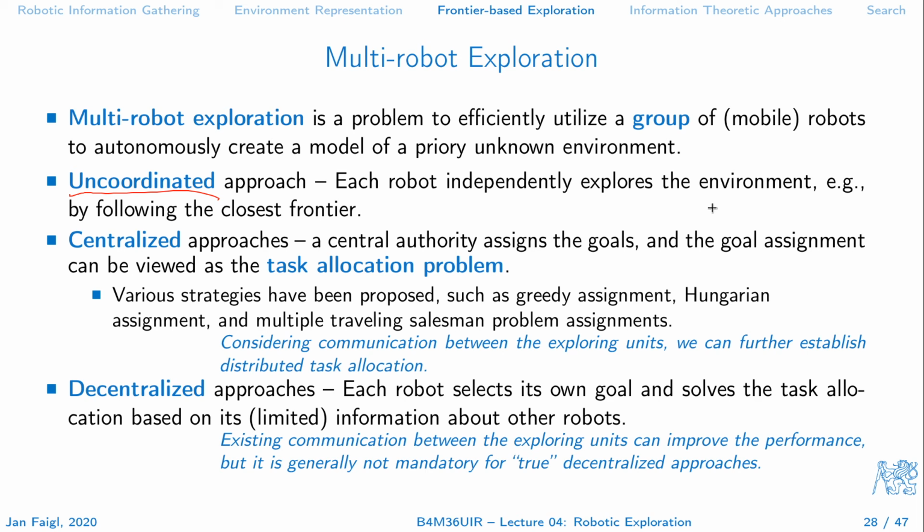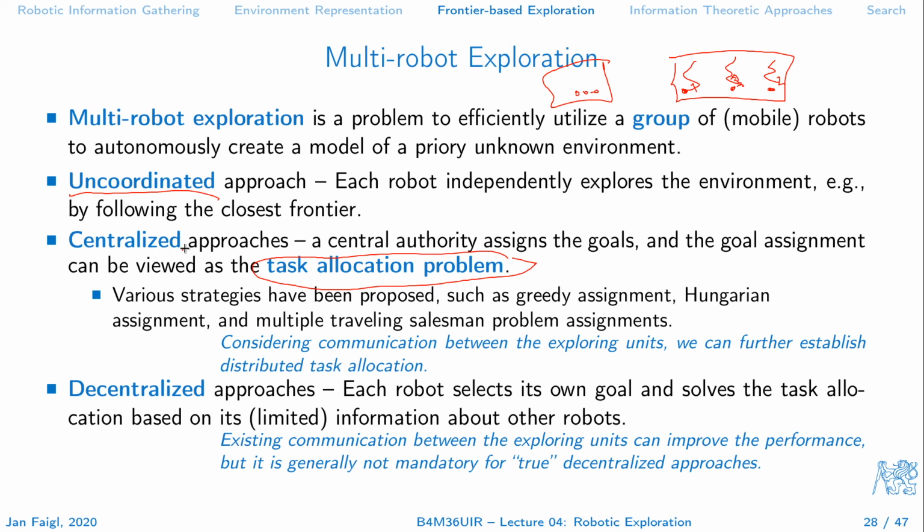So if you have an environment like this and you put robot one here, robot two here, robot three here, and another robot here, this one will explore this, this will explore this, and so on. But if the robots are put at very close locations, then you need to somehow coordinate their motion. There are centralized approaches, and you can consider the exploration as a variant of task allocation, and there are different assignment strategies.